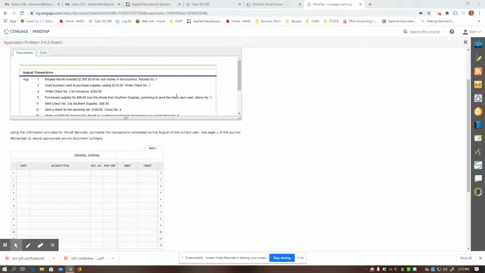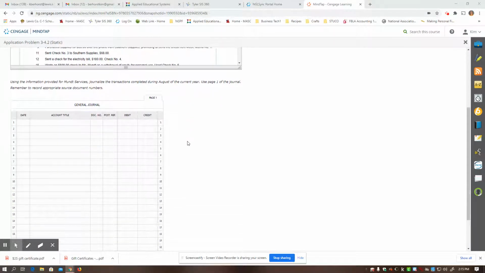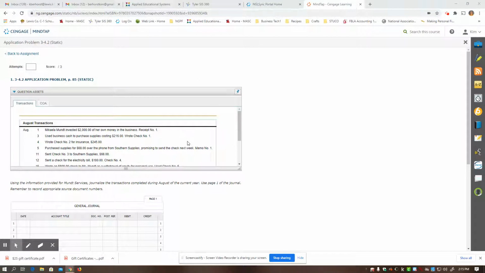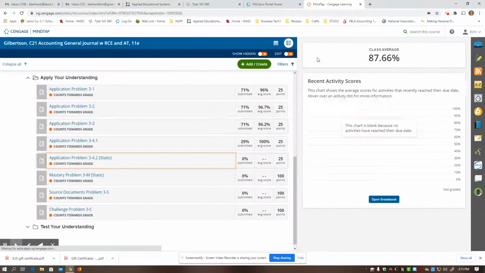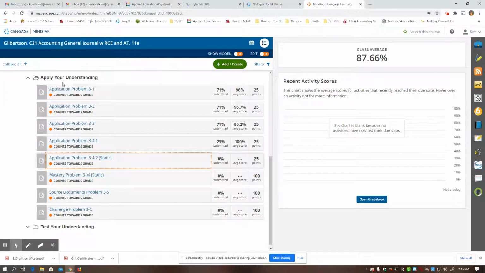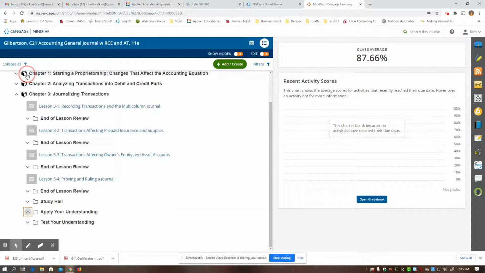Hi guys, I wanted to give you a heads up and tell you that we need to be starting on 3.4.2, the application problem. So if you don't remember how to get there, let's go back through this. It is right here under Apply Your Understanding. So you've opened Chapter 3, you finished 3.4.